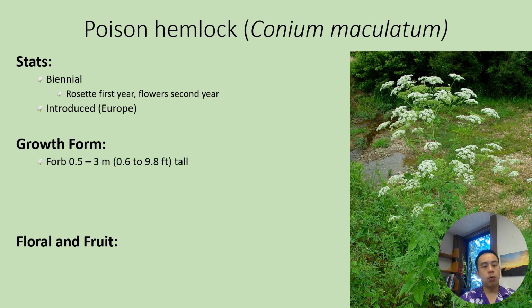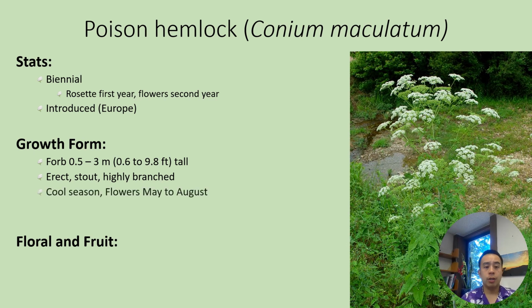It grows as a forb ranging from half a meter to 3 meters tall, so that's almost 10 feet tall, so it gets pretty tall. It grows erect and stout, and so it's pretty sturdy and robust, and it's highly branched. It's a cool season plant that flowers from May to August, and it reproduces primarily from seeds.